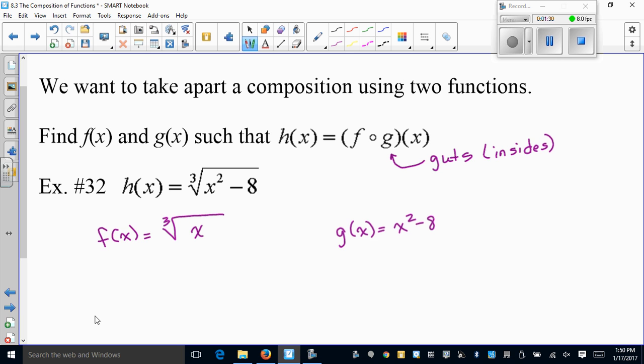Now, another possibility for f of x and g of x. Maybe g of x is the cube root plus x squared. That would make f of x to be the cube root of x minus 8.